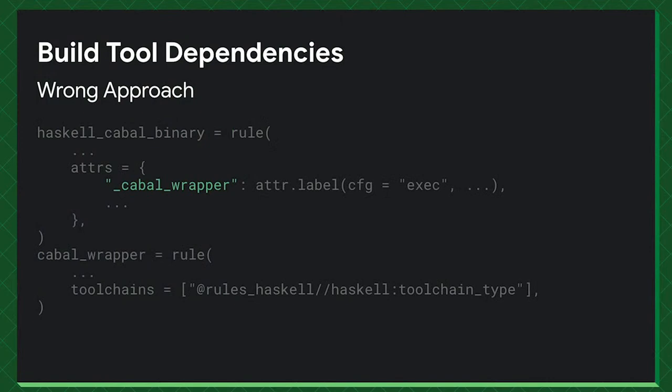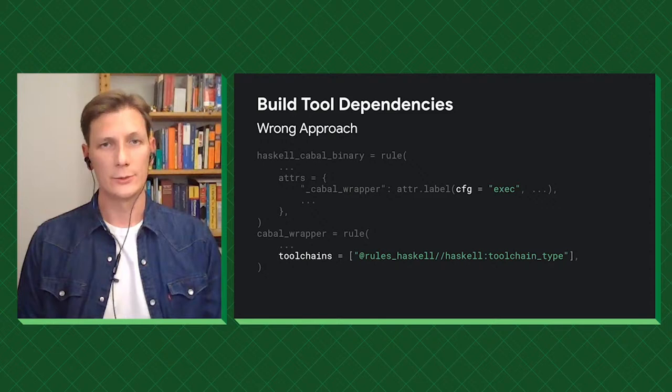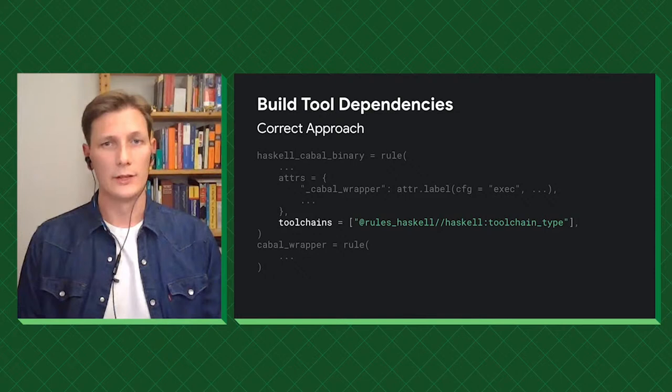The same kind of issue lurks with build tool dependencies. For example, the rule to build a third-party Haskell Cabal package depends on the Cabal wrapper, a wrapper script for the Haskell package manager, Cabal, which we use to build the Cabal package. Since it is a build tool, we declare that we need it in the execute configuration. But if the Cabal wrapper itself depends on the Haskell toolchain, then we will obtain a Haskell toolchain that targets the execute platform x86 instead of the target platform ARM, meaning cross-compilation would not work correctly with this setup. The solution is, again, to let the Haskell Cabal binary rule depend on the toolchain.